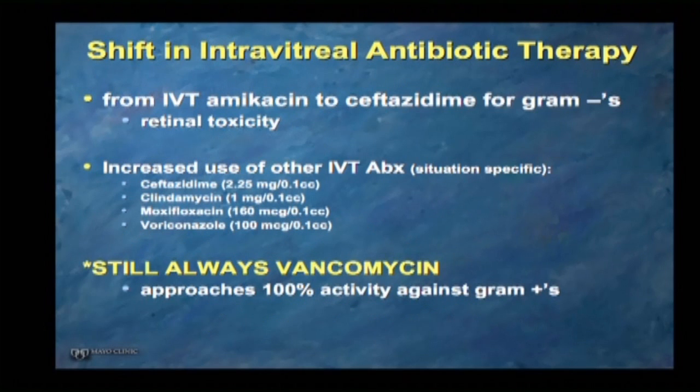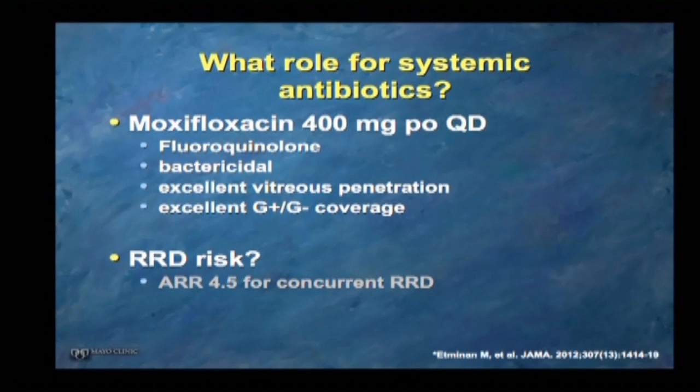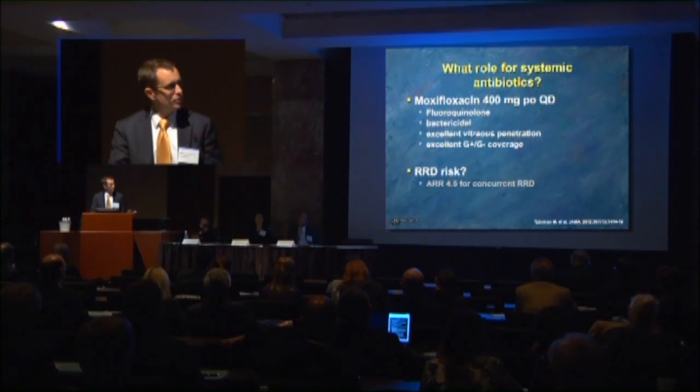So we've shifted a bit towards ceftazidime for intravitreal therapy. We have some other antibiotics that we inject more commonly in the eye than what we used to, with new comfort level. But we always use vancomycin. It's nearly 100% active against gram-positives. Moxifloxacin is interesting in that it's a bactericidal fluoroquinolone that penetrates very well, with good gram-negative and gram-positive coverage. It's not clear, however, that any systemic therapy has a benefit over the intravitreal administration of these drugs at such high levels. There's the question of the RD risk, and I question whether that's a true independent risk factor, but it's something to pay attention to.